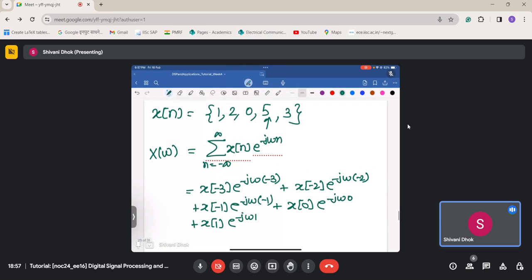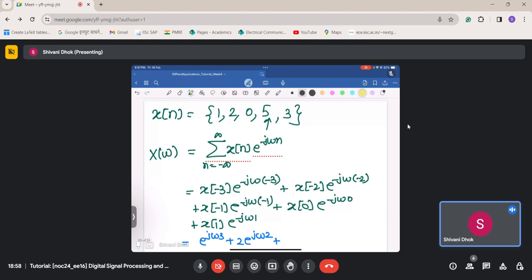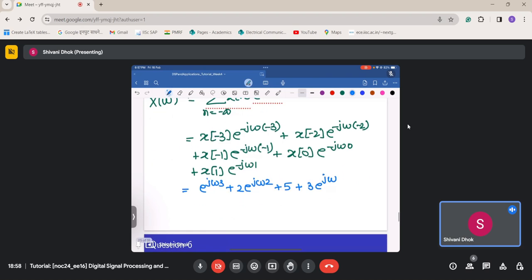So x of minus 3 is 1, so this becomes 1 into e power j omega 3. Then x of minus 2 is 2, so plus 2 into e power j omega 2, plus x of minus 1 here is 0, so this term goes away. Then x of 0 is 5, into e power minus j omega 0, which is 1, plus x of 1 is 3, so 3 into e power minus j omega. So this is your X of omega.